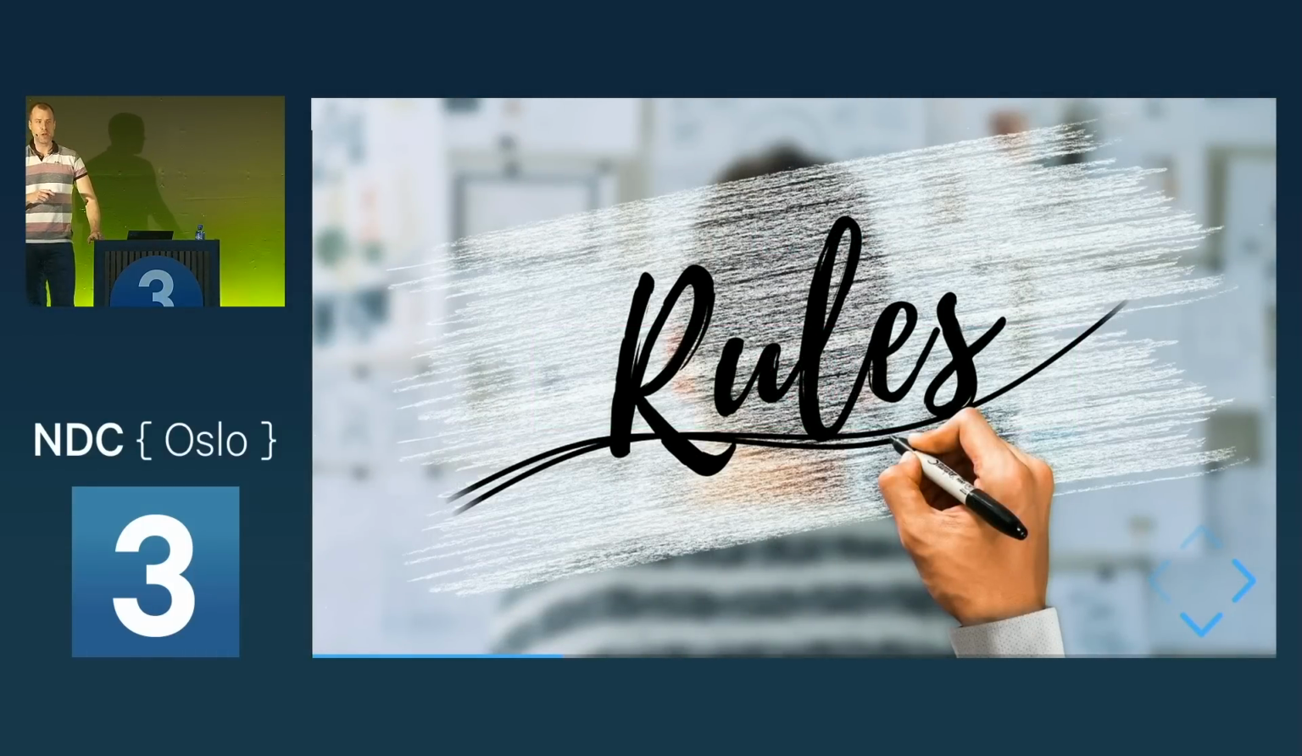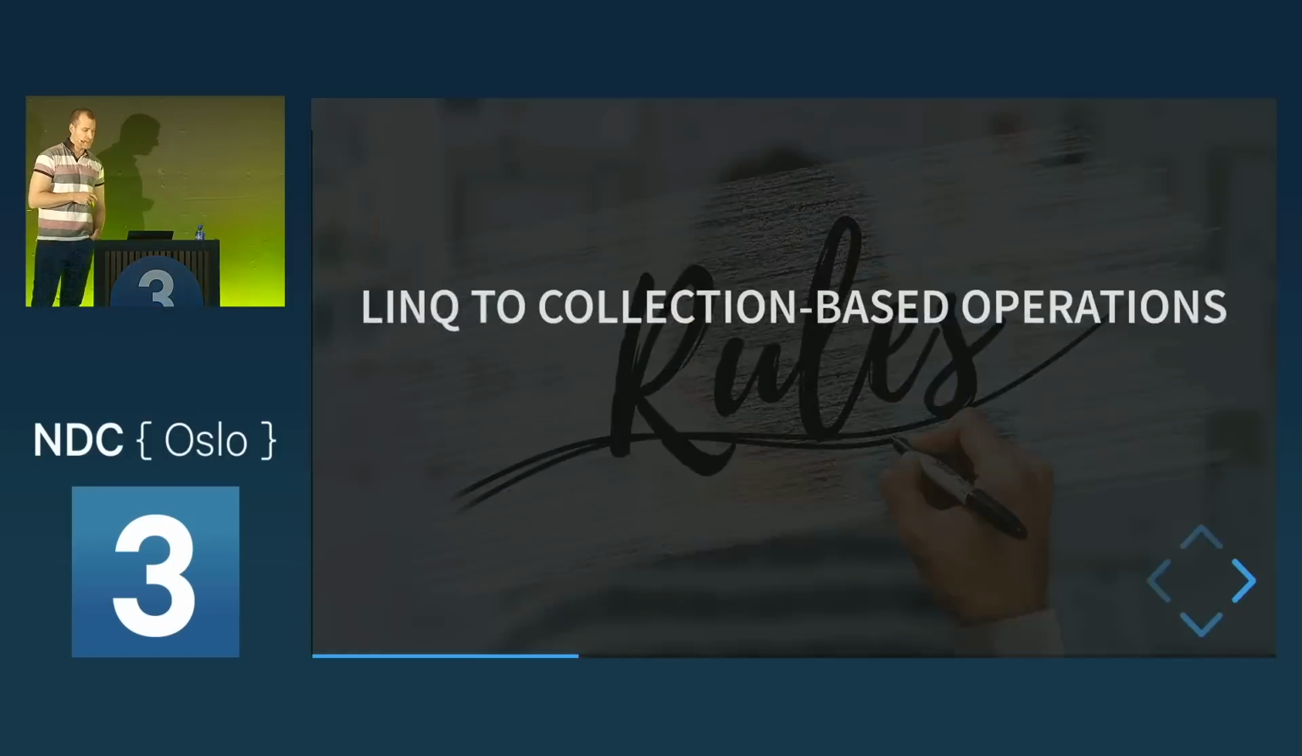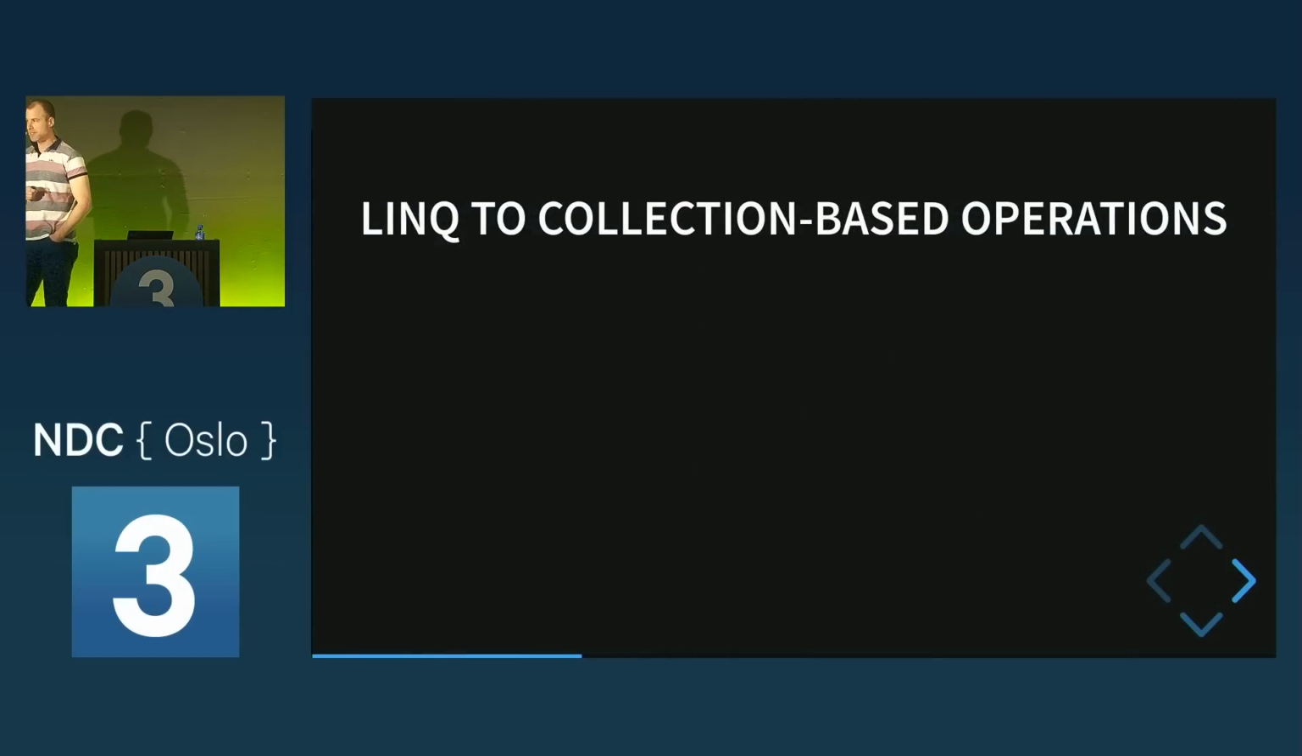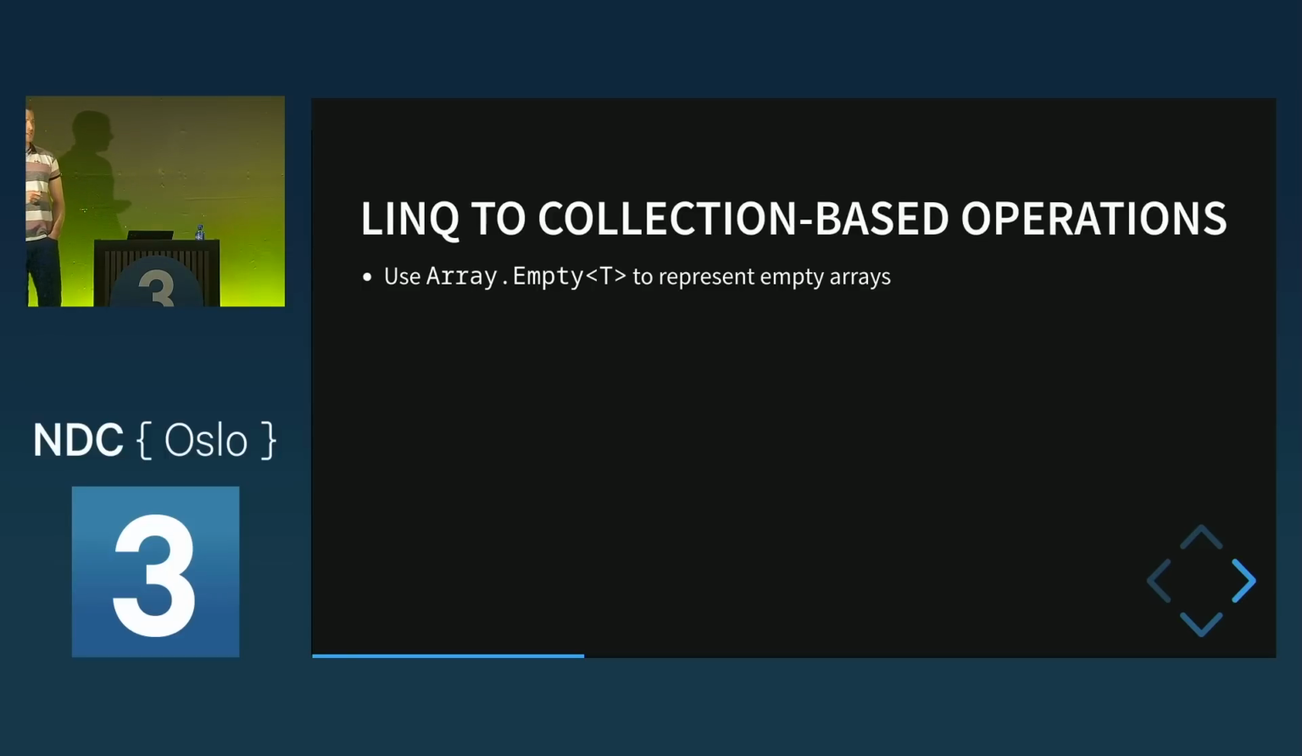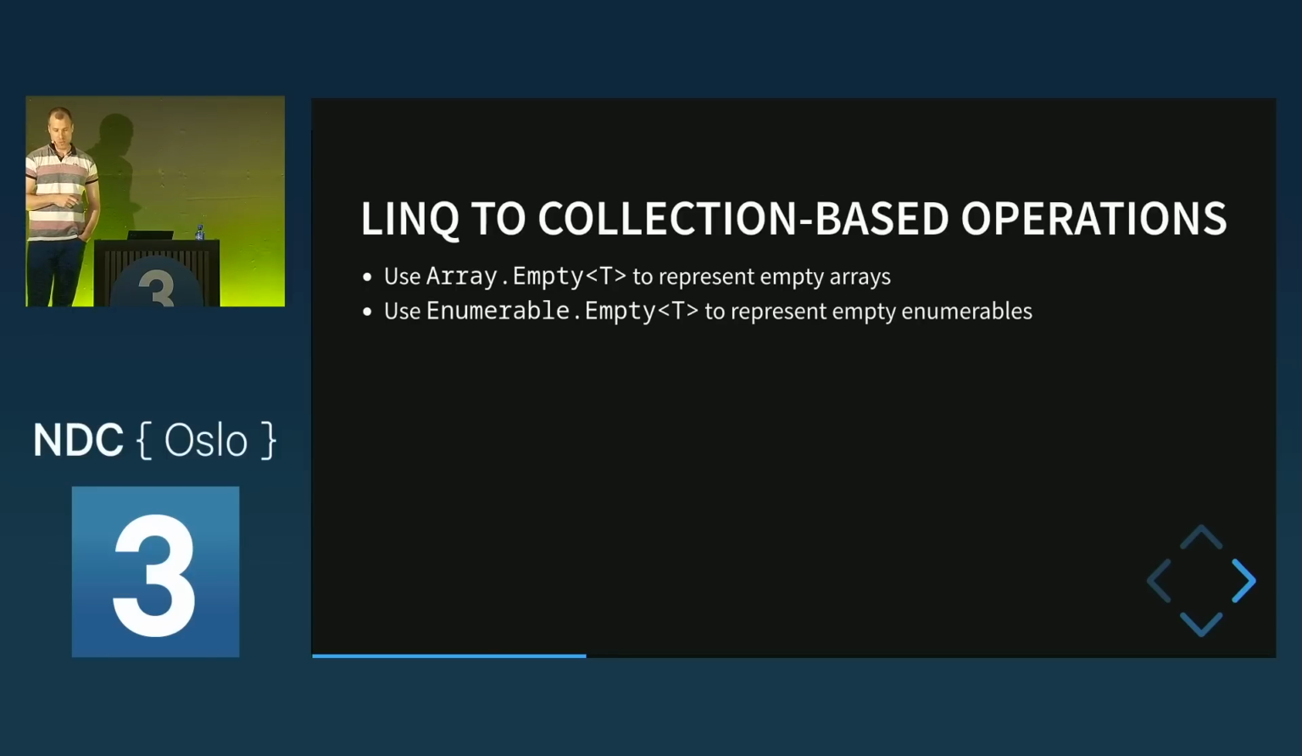Right? And because those who are not asleep yet, they saw that there is still a link statement in there, right? Can we also get rid of this link statement? And yes, there is, I call this link to collection-based refactorings that you can actually do. And the first rule that I have here is whenever you have an empty array that you need to represent, use array.empty. And the other one is whenever you have enumerables that you need to represent that are empty, use enumerable.empty to represent those.